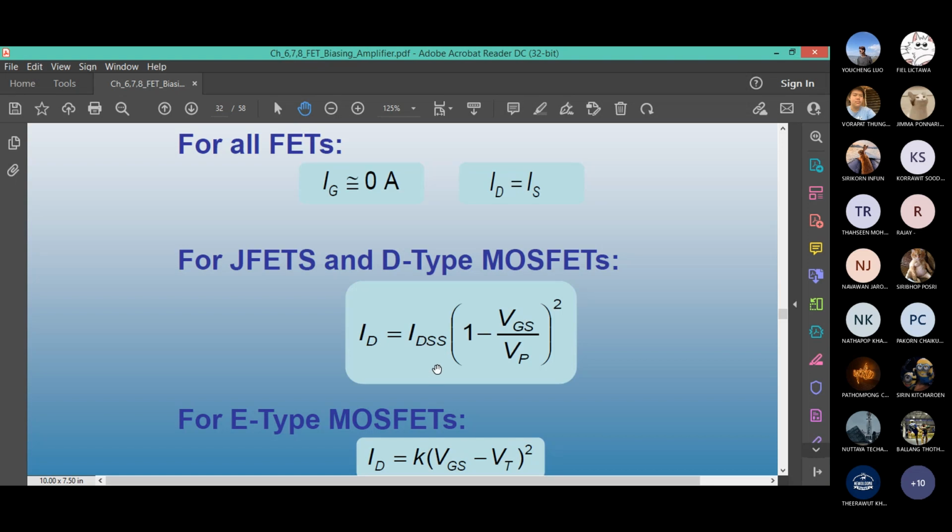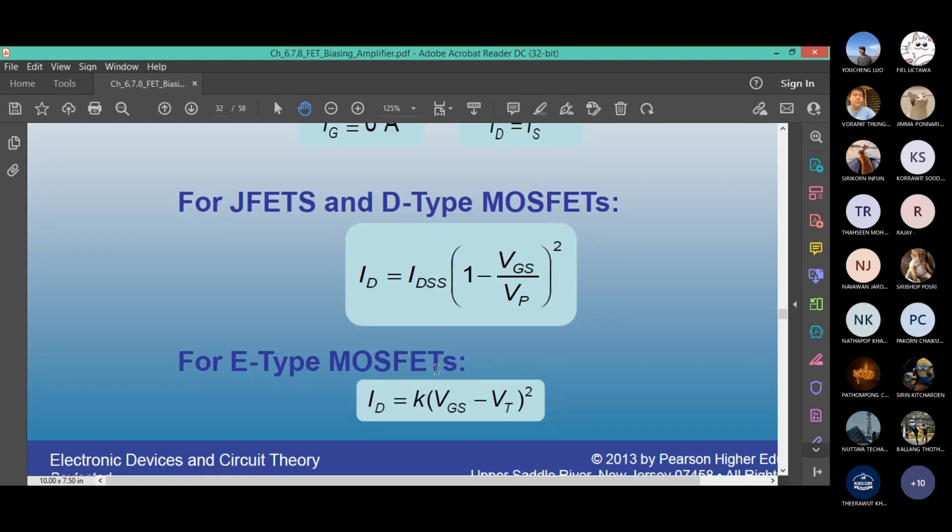For an enhancement type MOSFET, there is a special equation, K times VGS minus VT, squared. We don't use this equation in this course or in any of the problems. This one you can ignore. But if I have time, maybe during a review class, I will show you an example of a MOSFET problem solving. Here T refers to a certain temperature, usually expressed in degrees Kelvin, and K is a term associated with the material parameter.